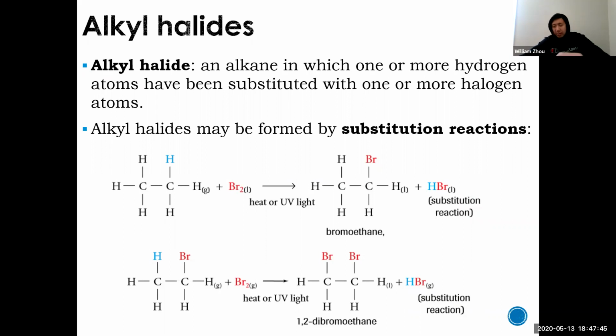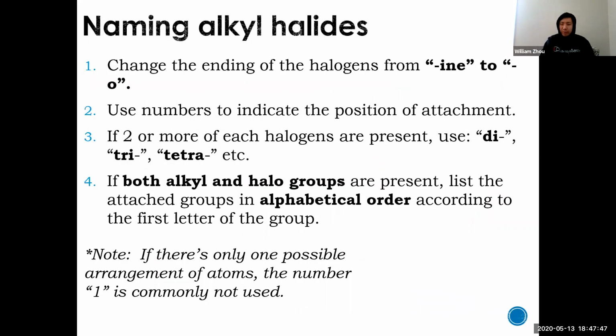And the naming rules are very simple. It's exactly the same as the one we've learned, with one key difference. That difference is, if you have a halogen, you just have to name the halogen. How do you name the halogen? Well, if you have a halogen that ends with -ine, which all of them do, you just cancel that and change it to -o.